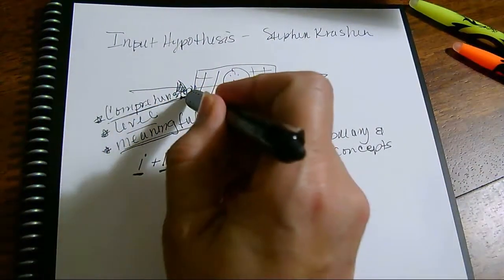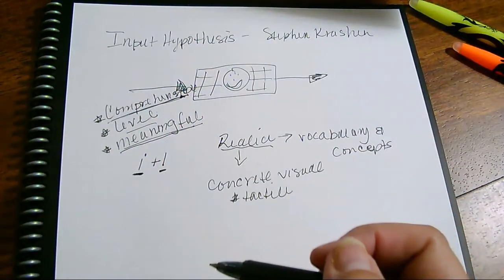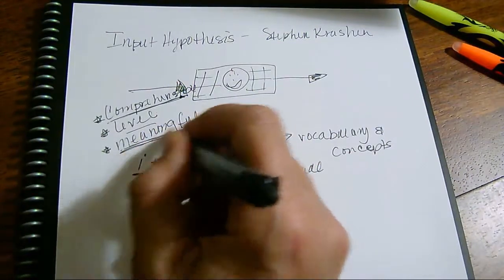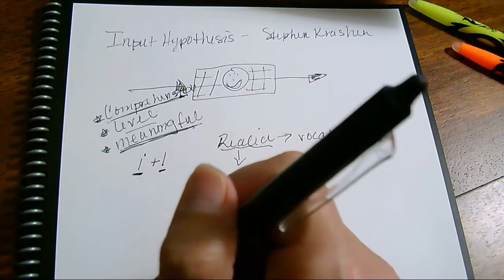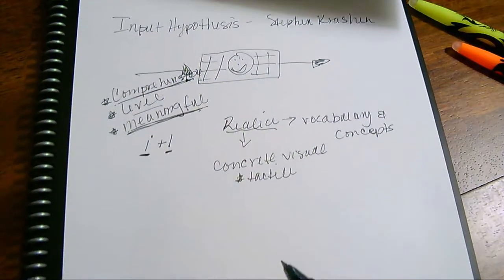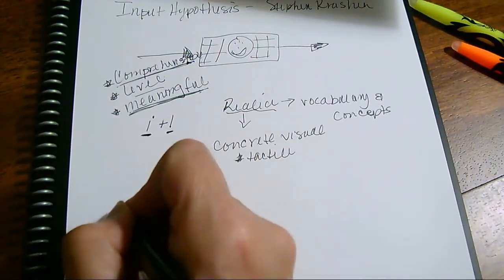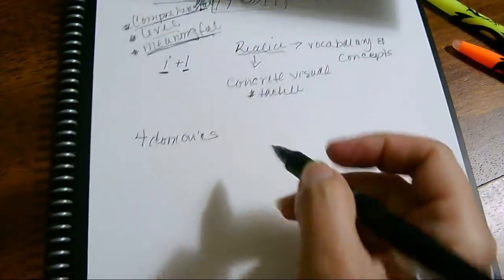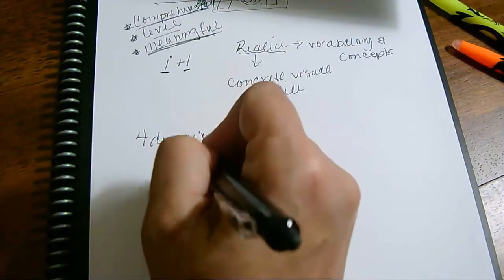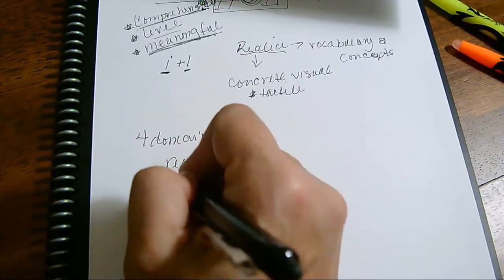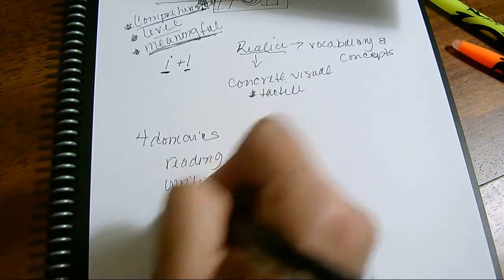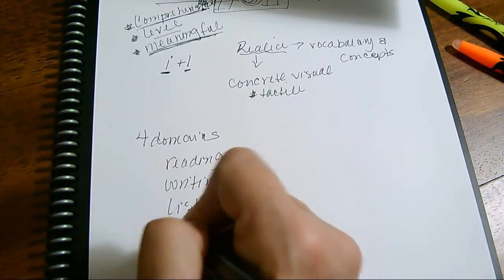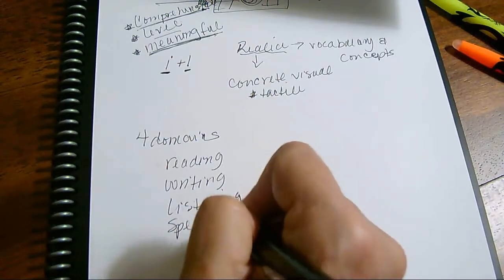So we talked about this comprehensible input, which means input the student can understand, so that we're making the language meaningful. That is very important. Now, we need to do this in all 4 domains of language. So the 4 domains of language are reading, writing, listening, and speaking. And these are all very important to understand.